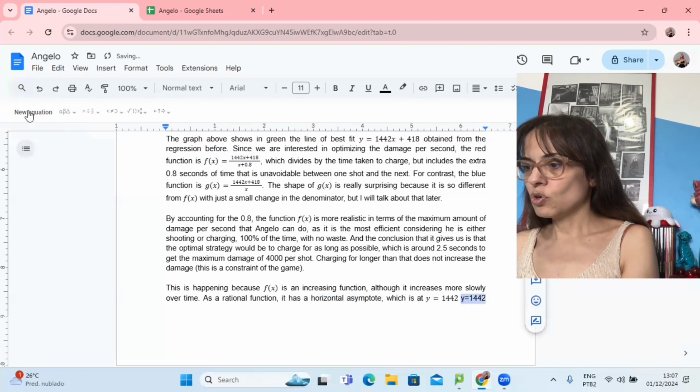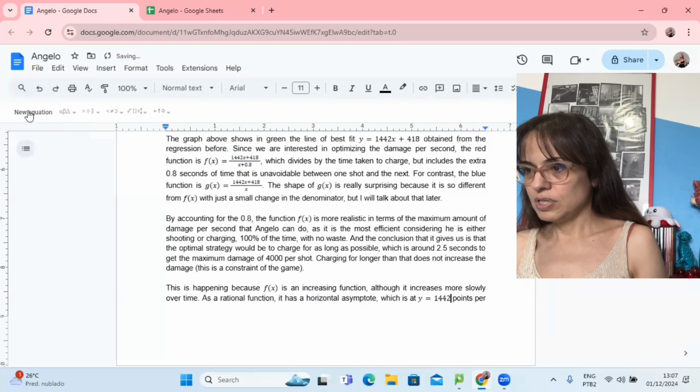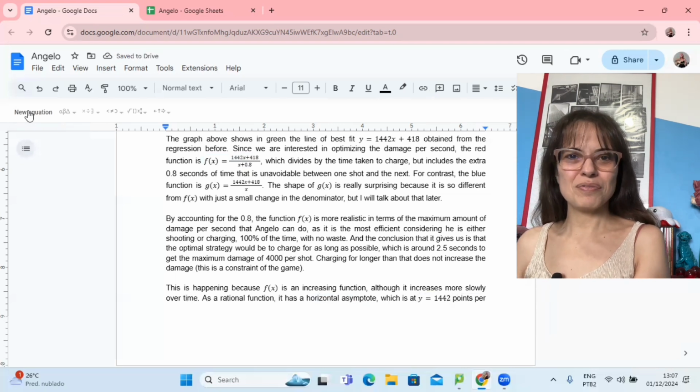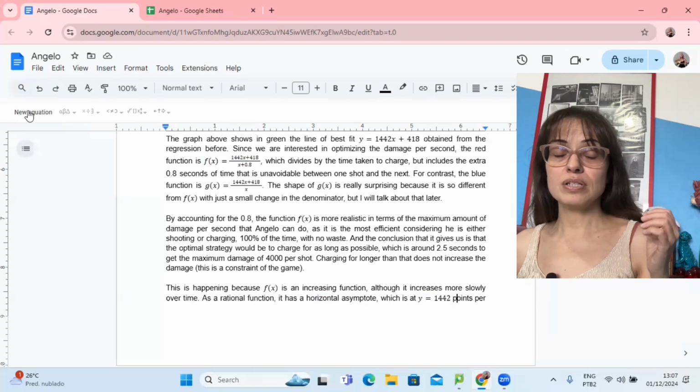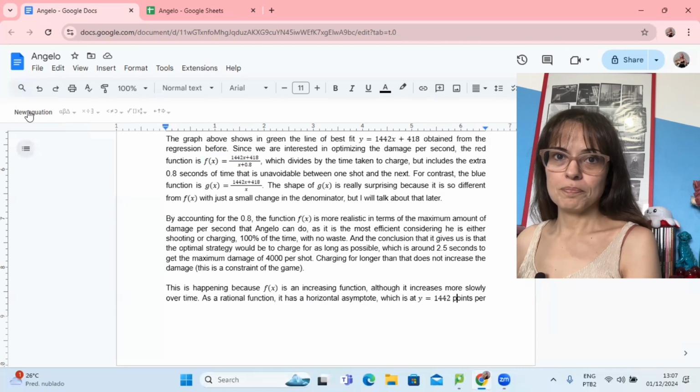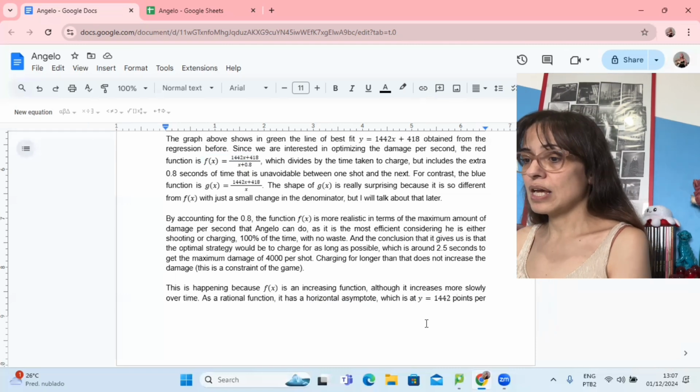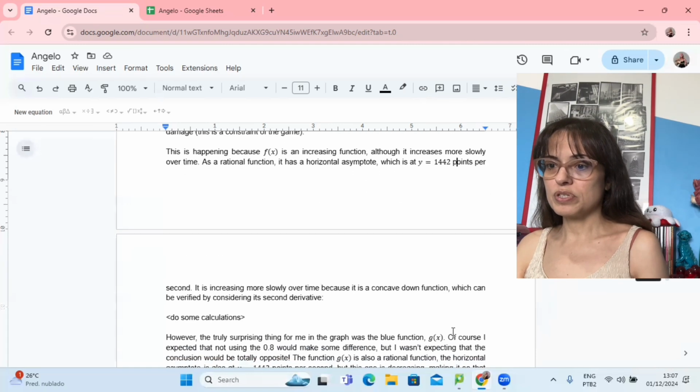Please do that for all math, even when you think it's just a tiny little bit of math. It was just y equals 1442. It doesn't matter. Type properly. So the horizontal asymptote is at y equals 1442 points per second.